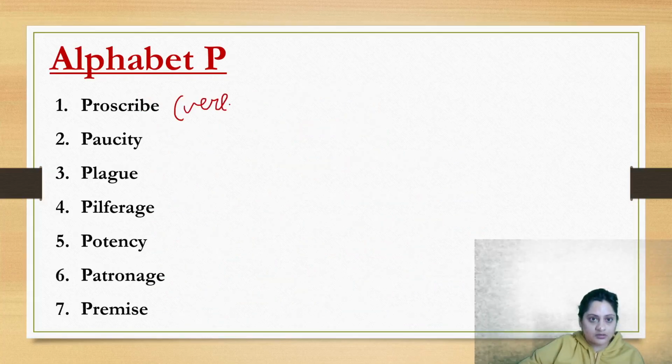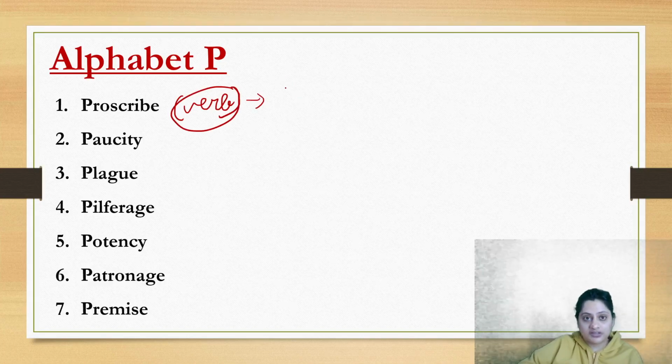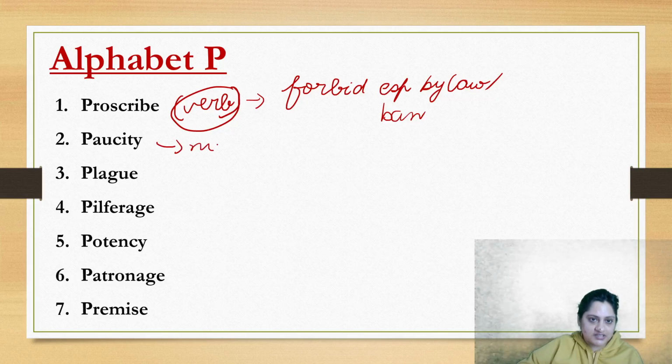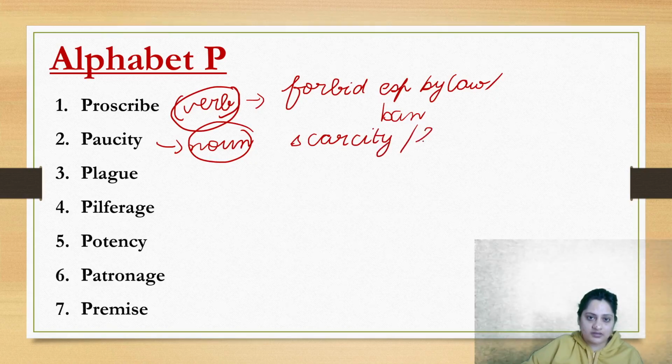I hope you are revising, remembering, trying to recall the words which you have learned in editorials. Proscribe means forbid, prevent something, especially by law, ban. Forbid, ban, proscribe. Paucity is a noun meaning less than enough of something, scarcity. There is a lack of something, lack, scarcity, less than enough.